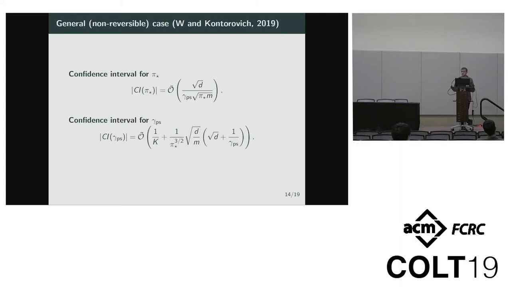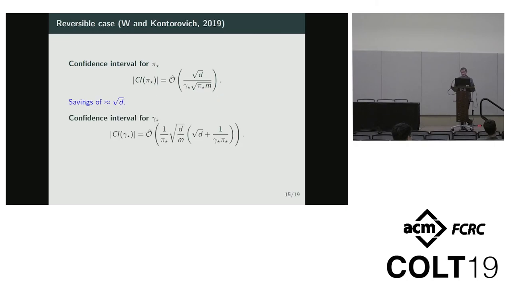The tilde? Oh, the tildes are suppressing logarithmic factors in any quantity. Usually it will be 1 over pi star and d and things like this.